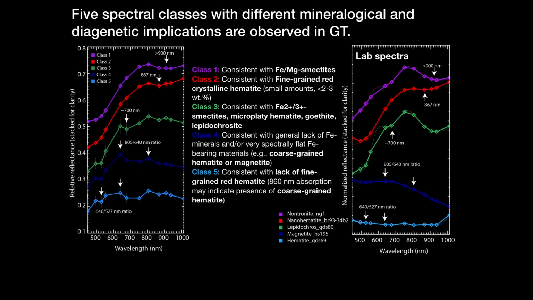Class 5 is consistent with a lack of fine-grained red hematite, and is defined by the 640 to 527 nanometer ratio, essentially your red to blue ratio. And in this class, the ratio has decreased, so we get this decreased reddening, flatter spectrum.